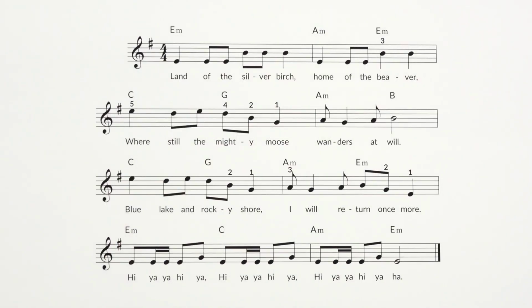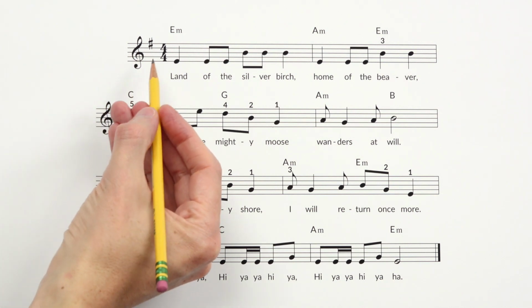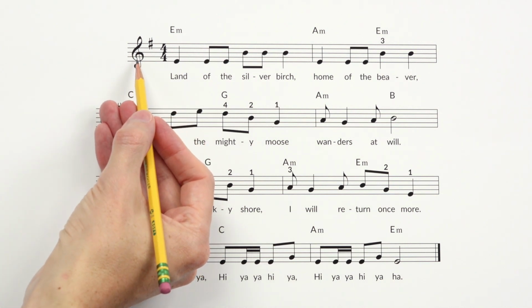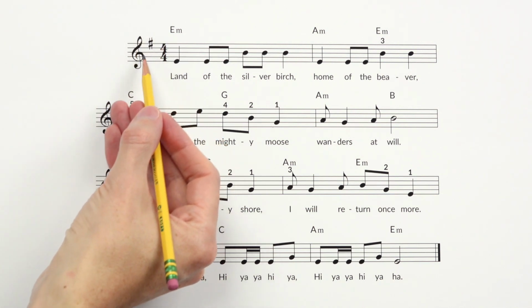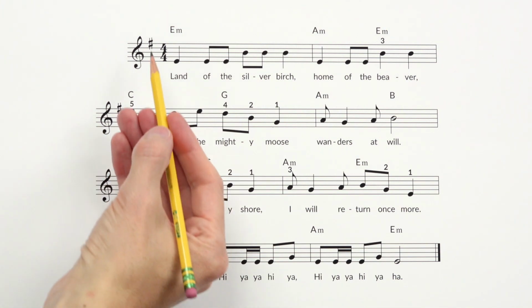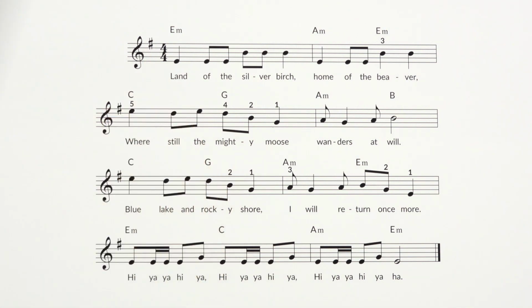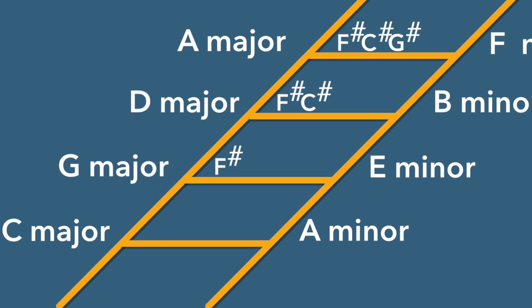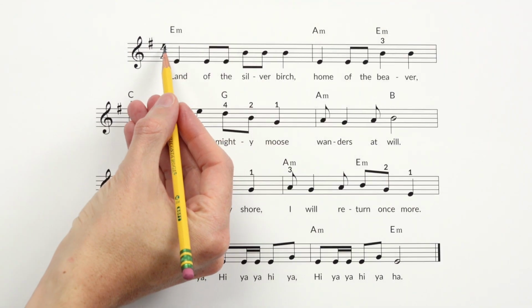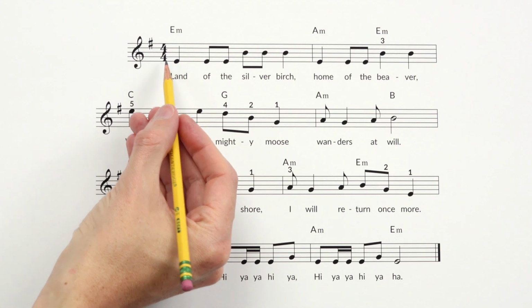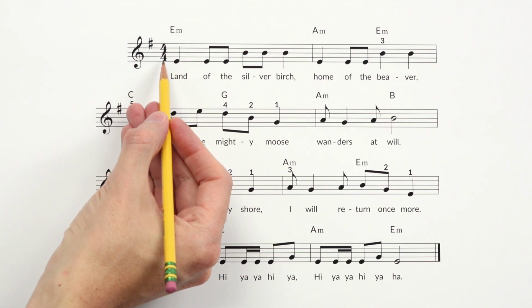Here's our sheet music for Land of the Silver Birch. Let's go through our checklist for a new piece. We're in treble clef. And then what's our key signature? We have 1 sharp. On the ladder of fifths, that tells us we're in the key of G major or possibly E minor. We'll figure that out in a second. We're in 4/4 time signature, so 4 quarter note beats per measure.